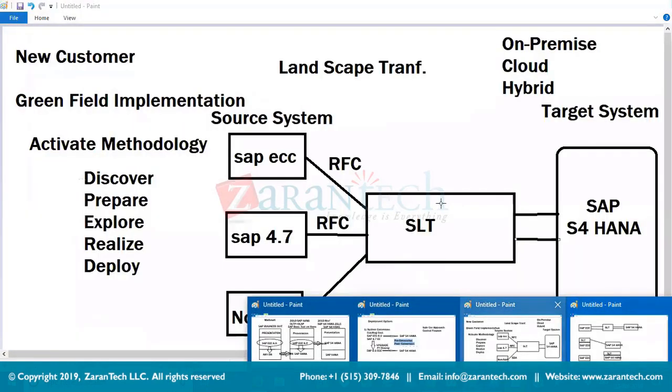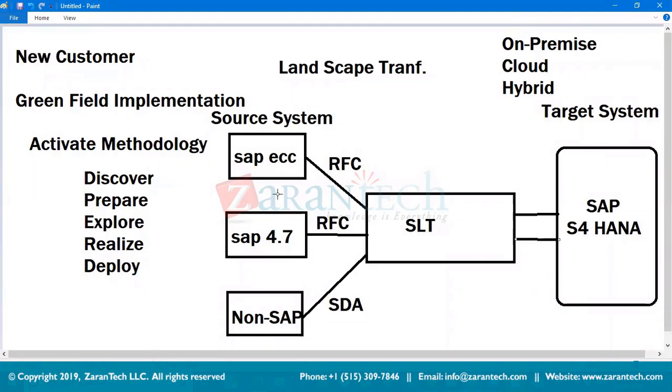SLT plays the major role in integrating ERP or non-ERP platforms to my SAP S4 HANA platform. So what happens? First of all, I will load all the data to my SAP S4 HANA, meaning all the balances. Tomorrow I'm going live. For example, let us assume tomorrow is August 23rd or 24th. Before go-live, whatever balances you have in ECC, whatever balances I have in 4.7, first of all I will do the initial upload. The first step is my initial upload.